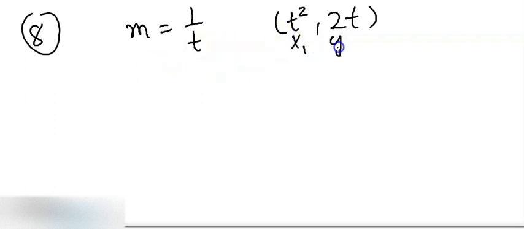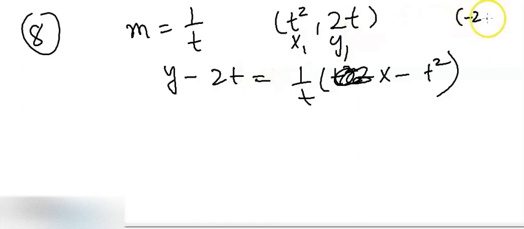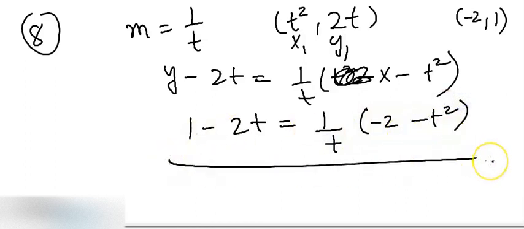So this is x1 y1, so you just need y minus y1 equal to m times x minus x1. Now this line is passing through this point. The point is minus 2 comma 1. So you just need y equal to 1 and x equal to minus 2. So you just need to simplify this equation and solve it for t.